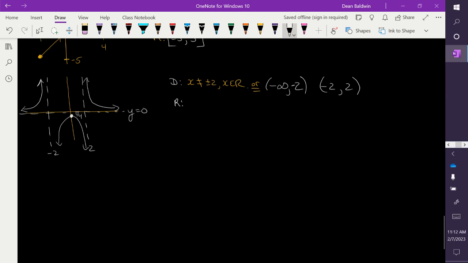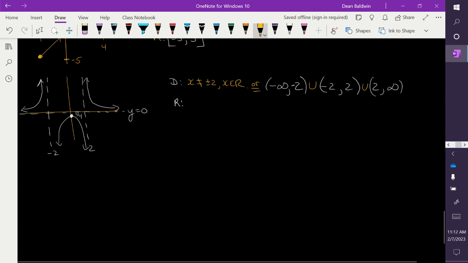And then again, you can't be +2, but it can be anything else other than +2. So what would that be? 2 to infinity. Round bracket. Okay. Now your domain is all of these put together. So it's the union of those individual domains. That's a U. Okay? So it's the union of these domains, essentially.